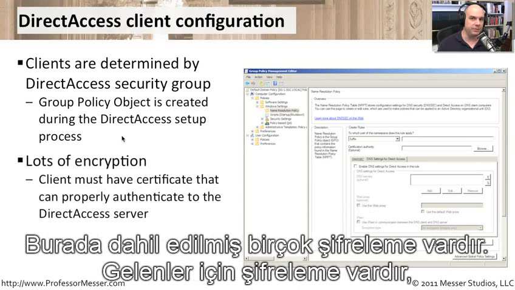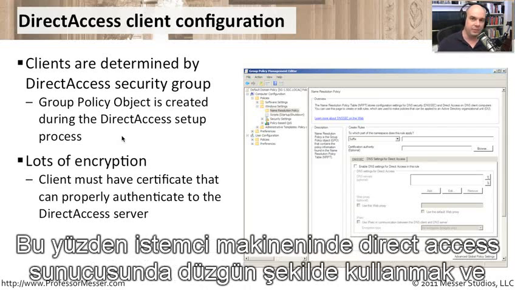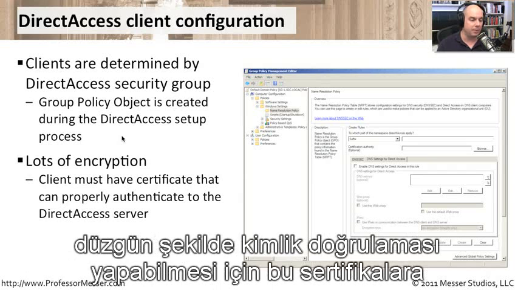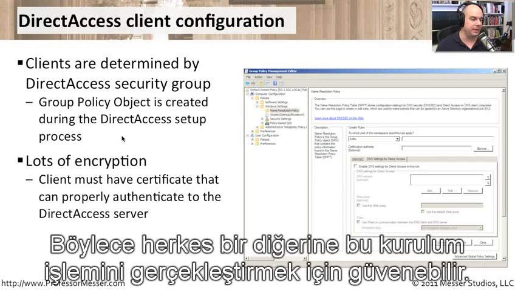There's a lot of encryption involved here. There's encryption going back and authenticating to your Windows Server 2008 R2. So you have to make sure that the client machine does have a certificate that's going to be used properly and authenticate properly with that direct access server. That's a very important part of that, especially when you're communicating to that server across the network, that everybody trusts everybody else in being able to perform that particular setup process.